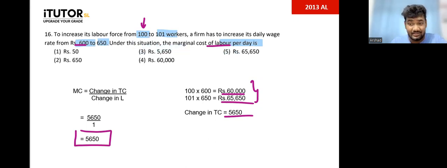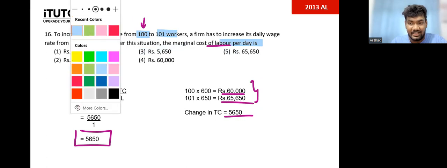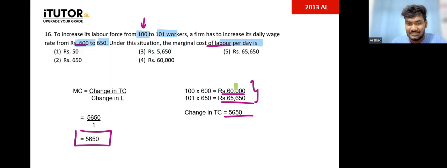5,650, that's how you get it. How did I get 5,650, guys? Earlier it is 60,000. Now it is 65,650. So 65,650 minus 60,000, you get 5,650.